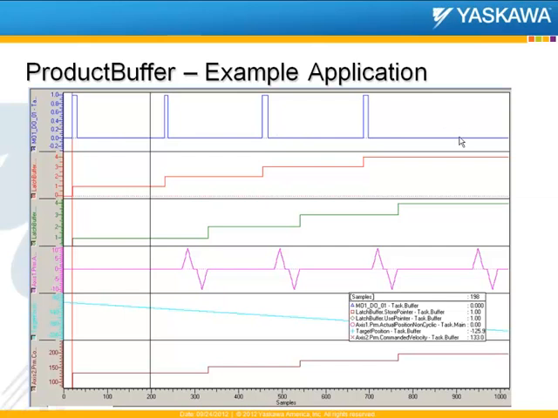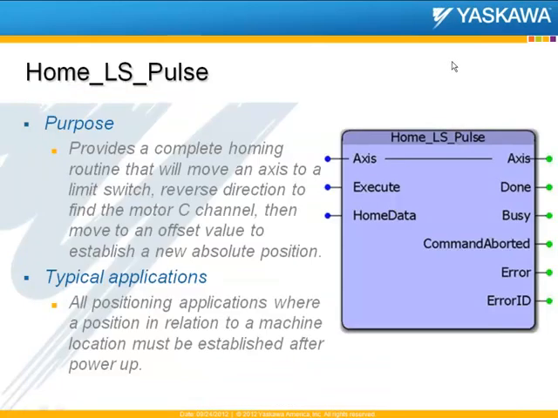All right, we'll move on to the home LS pulse block. And it's a fairly straightforward procedure here. Provides a complete homing routine. It'll move an axis to a limit switch and then reverse direction and find the motor C channel, and then move to an offset value and establish a new position.